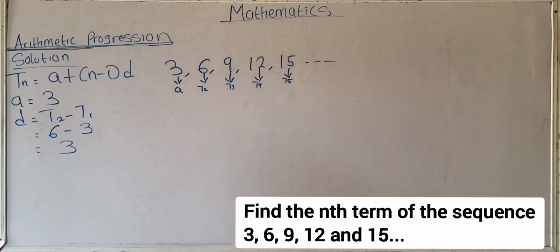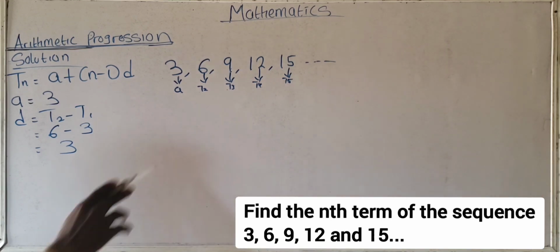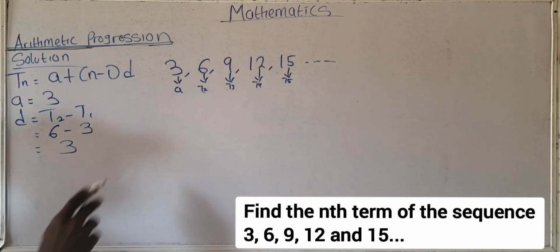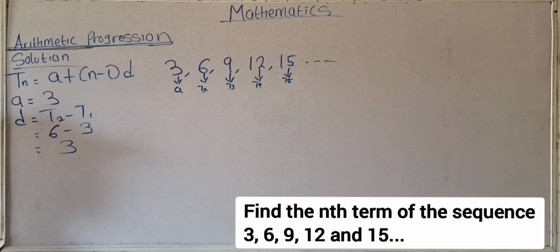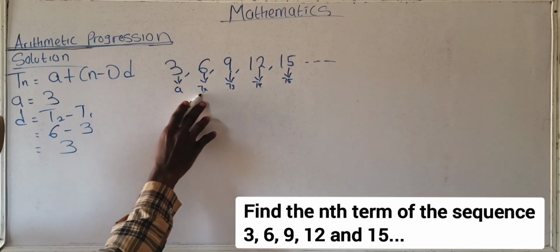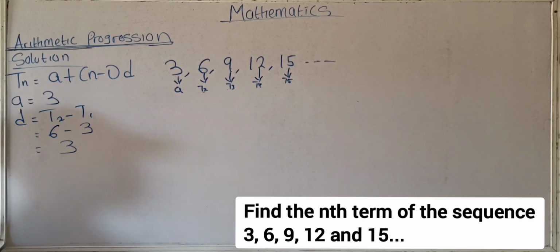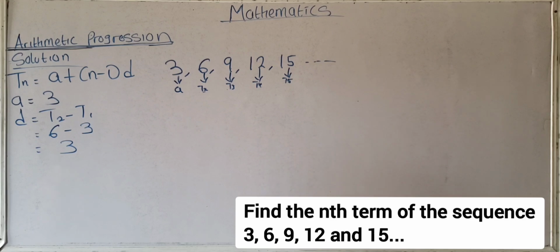I told you in our previous class that when we talk about successive terms in arithmetic progression, we are talking about the terms that follow each other. For example, the second term and the first term are successive terms, because after the first term came the second term. Another example is T2 and T3. The term that follows the second term is the third term. So that is a typical example.